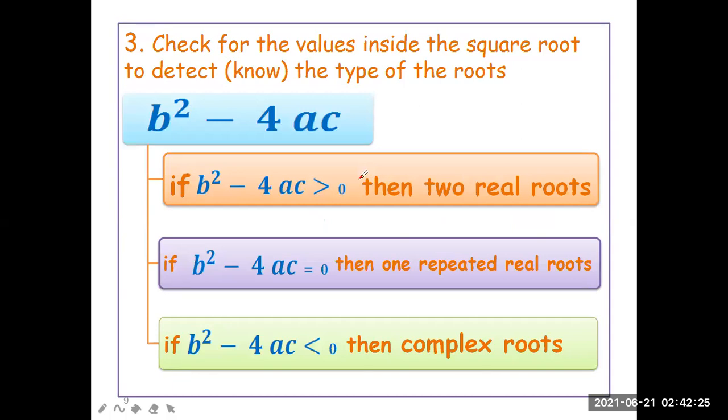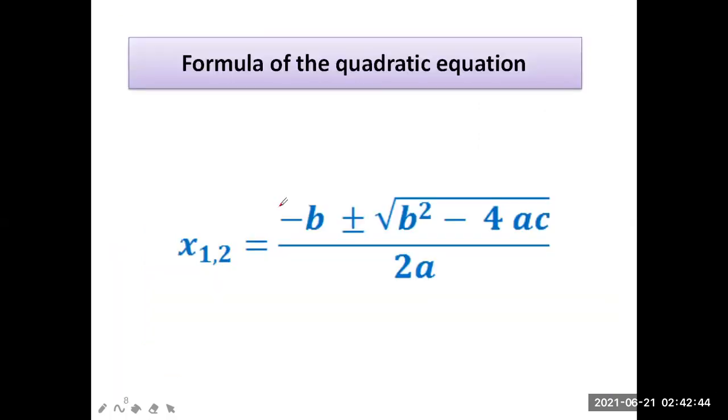Now, the part under the root has three cases. We have to check the value inside the square root to know the type of the roots. To figure out the type of the roots, we have three cases. The first case is b squared minus 4ac greater than 0. That's the part under the square root.